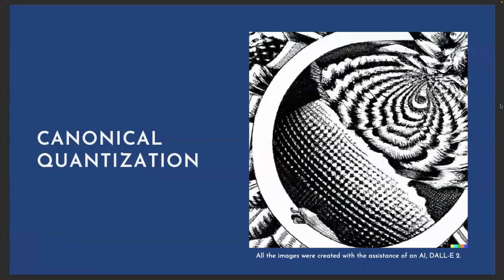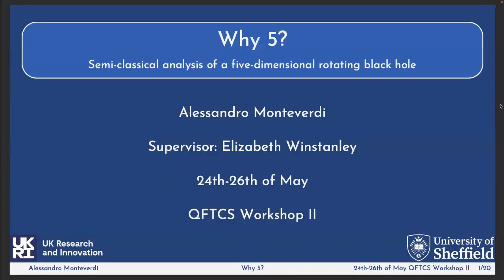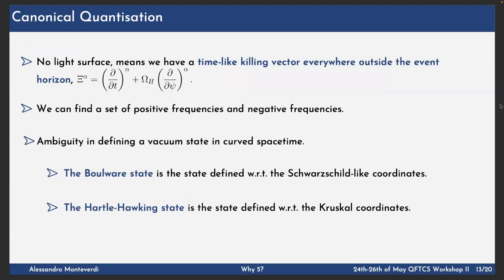And indeed, canonical quantization. So we heard before a bit about how to apply the canonical quantization, but the main points here. In our setup, we don't have a light surface because we're working in this regime in which the black hole is not rotating that fast. So we have a time-like Killing vector everywhere outside the event horizon, so we can find positive and negative frequencies. We can define them.